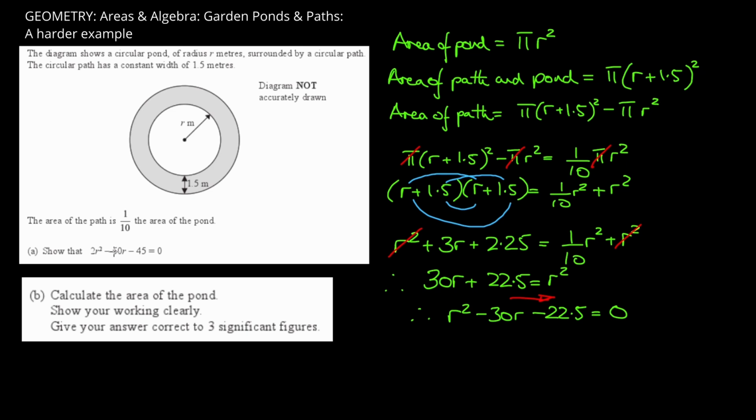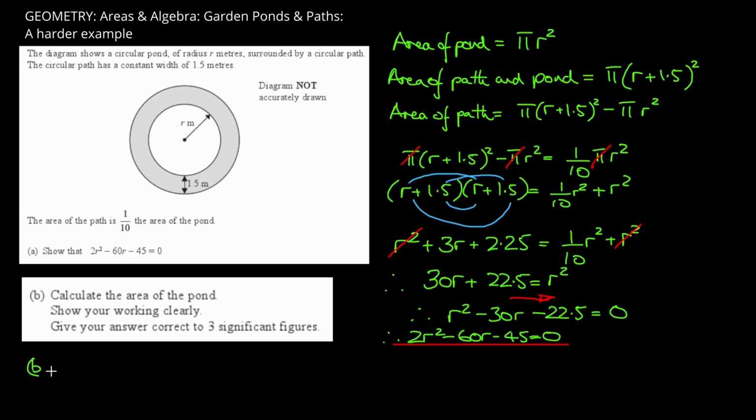Okay, well, the only difference between what we've got and what the question has suggested is that we've just got half the amounts in all the terms. So finally, therefore, I can say that 2r squared minus 60r minus 45 must equal 0. And we've proved part 1 as required.